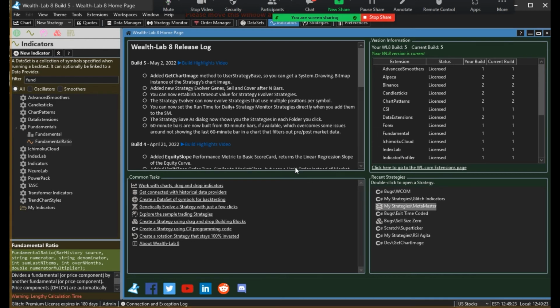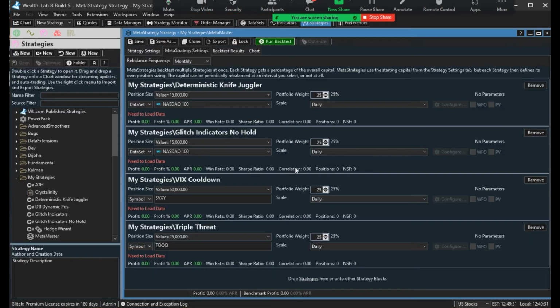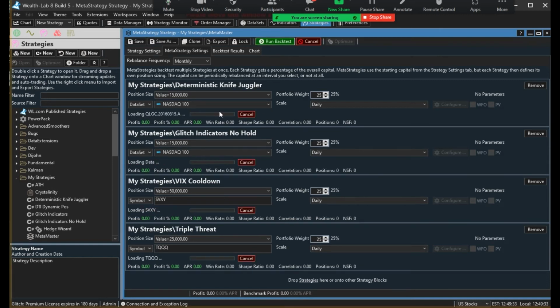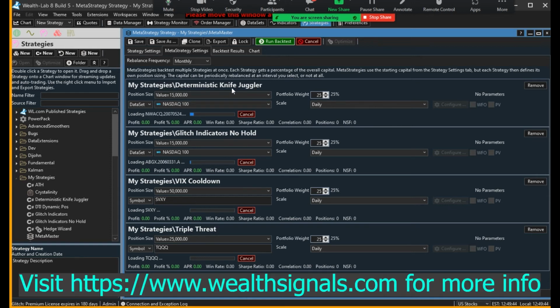is running a number of different strategies. So I have this meta strategy. It's running 4 strategies, and one is the deterministic knife juggler. That's on Wealth Signals. This one actually is also on Wealth Signals, but it's a different name. And then I have Triple Threat, which is also on Wealth Signals.